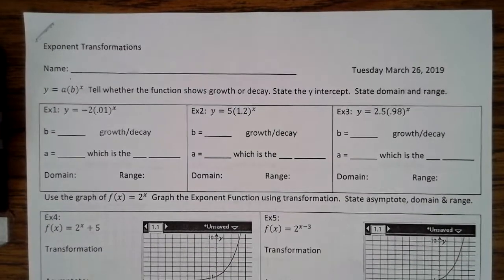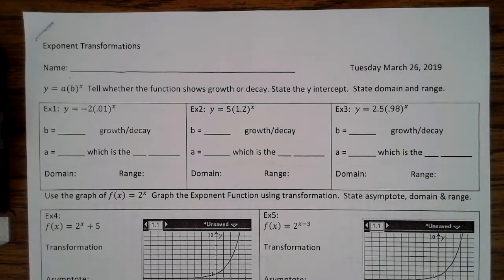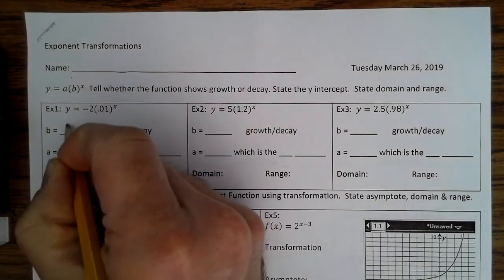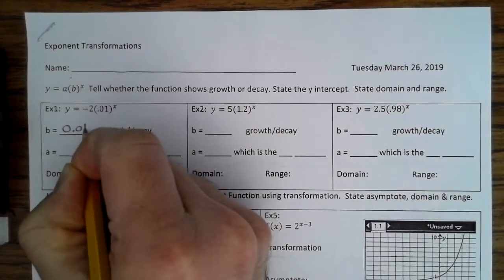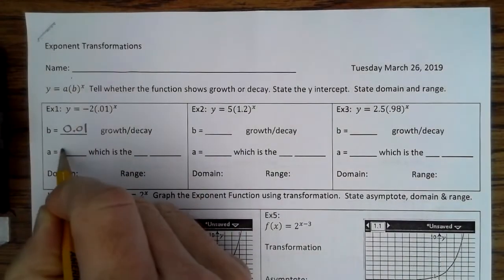All right, exponent transformations. When y = a · b^x, tell whether the function shows growth or decay, state the y-intercept, and state the domain and range. Okay, so the b value is what's in the parentheses, so that's 0.01. The a value is the number in front of the b, so it's -2.